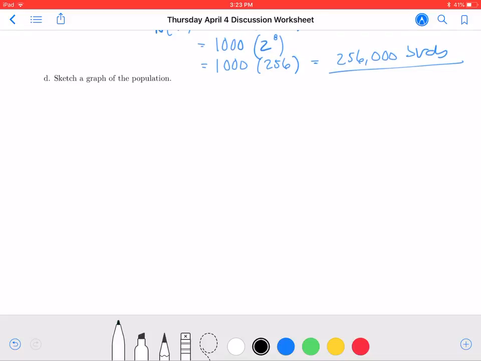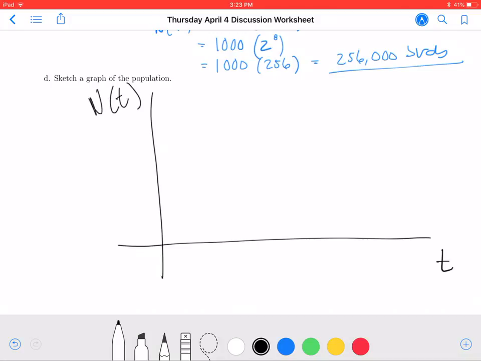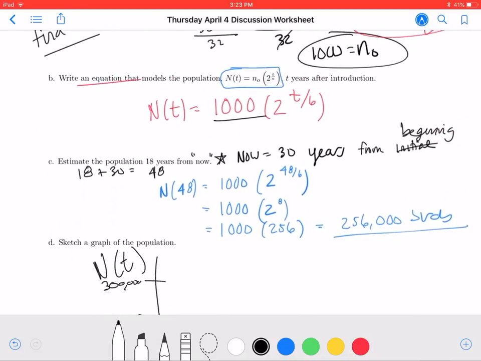All right, and let's sketch a graph. So sketching a graph, I'm just going to make this as simple as possible. We'll have time on the x, the population on the y. I know the population doubles every 6 years, but let's say I look at 10, 20, 30, 40, 50. And my population of birds will go up by, I'm just going to make it super easy on myself, 100,000 every tick mark.